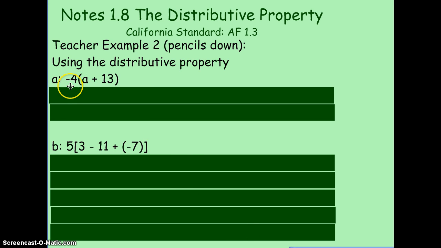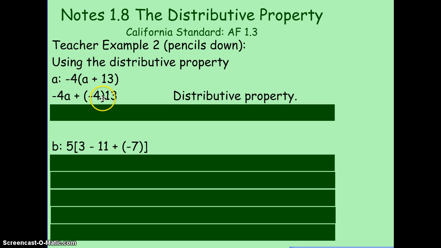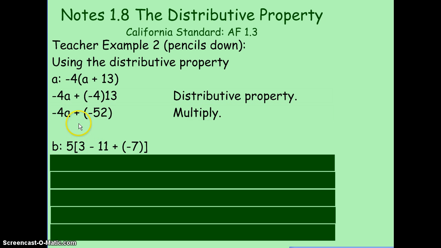I'm going to distribute the negative 4. And distribute is like distributing papers. You would pass one out to everyone. So that means everyone gets a little love from the negative 4. So we have negative 4 times a and negative 4 times 13. I can't combine anything with the negative 4 times a, but I can combine the negative 4 times 13, and I end up here. That's all I can do at this point because I don't know what the a is, so I can't combine these two.